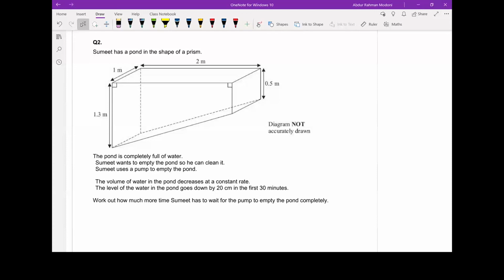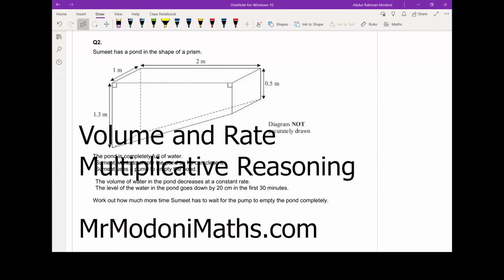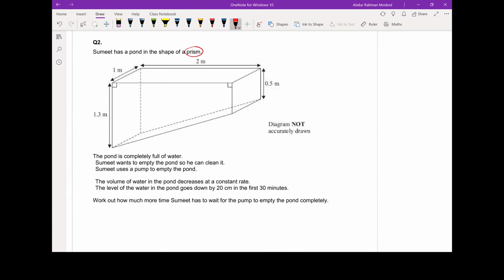It says here, Samit has a pond in the shape of a prism. Now, first thing which I'm going to do here is there's a mathematical word used here, prism. So I need to think about what a prism is.